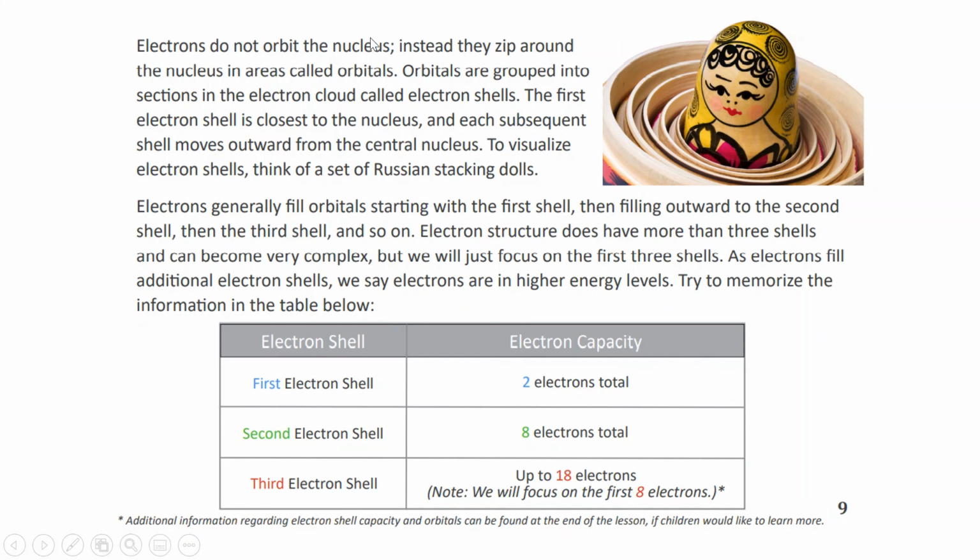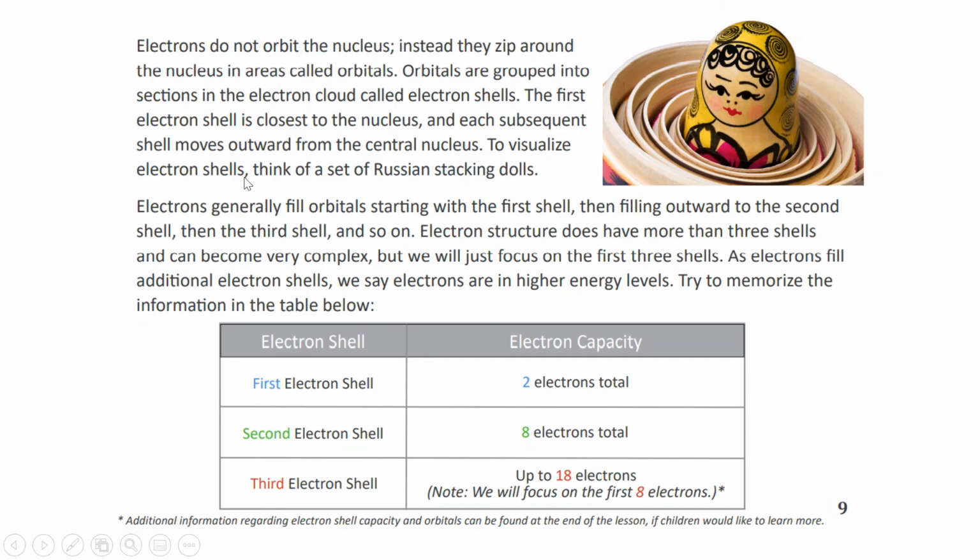Electrons do not orbit the nucleus. Instead, they zip around the nucleus in areas called orbitals. Orbitals are grouped into sections in the electron cloud called electron shells. The first electron shell is closest to the nucleus, and each subsequent shell moves outward from the central nucleus.